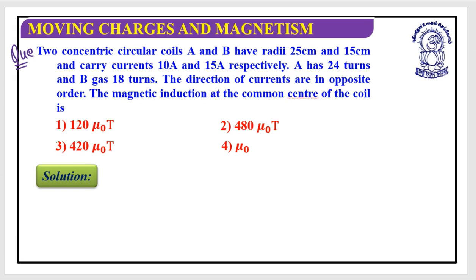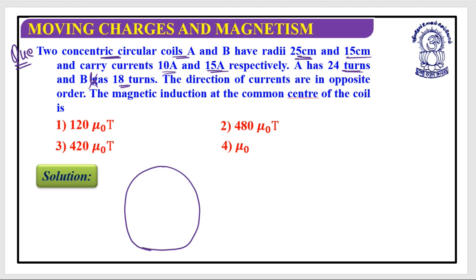Let's look at this question. It says two concentric circular coils A and B having radius 25 and 15 centimeters carry a current of 10 ampere and 15 ampere. Now A has 24 turns and B has 18 turns. The directions of the current are in opposite order. Find the magnetic induction at the common center of the coils. So what you need to do is have a sketch of it.